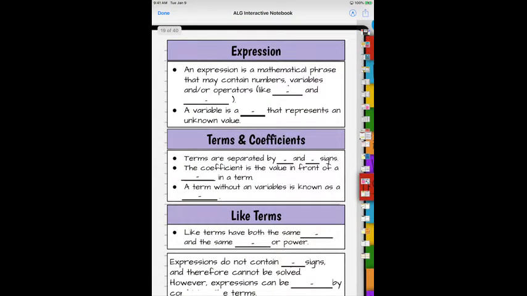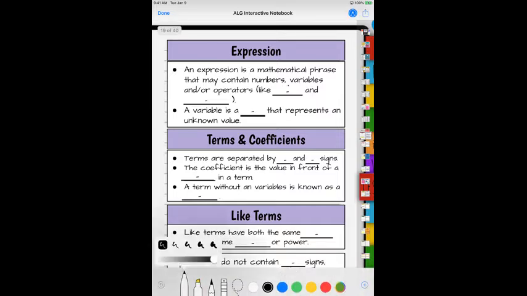We're going to start off by filling in our notes. So we're going to start with expression, and the first bullet point says an expression is a mathematical phrase that may contain numbers, variables, and/or operations like addition. So you're going to type in addition and subtraction. A variable is a letter that represents an unknown value, sometimes x, a, y.